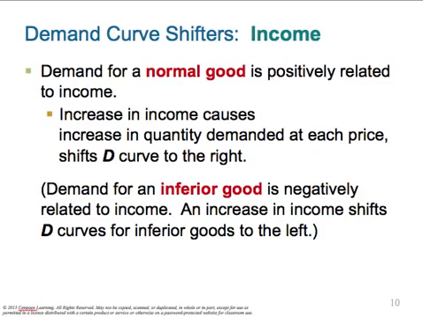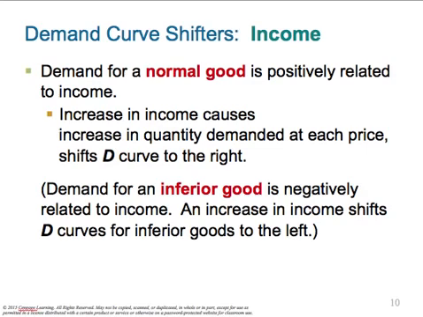So another demand curve shifter, now we'll talk about income. Demand for a normal good is positively related to income. An increase in income causes an increase in the quantity demanded at each price. It shifts the demand curve to the right. Essentially, a normal good is a good that you want more of as you get higher pay. Demand for an inferior good is negatively related to income. An increase in income shifts the demand curve for inferior goods to the left. So as you earn more money, this is a good that you want less of.